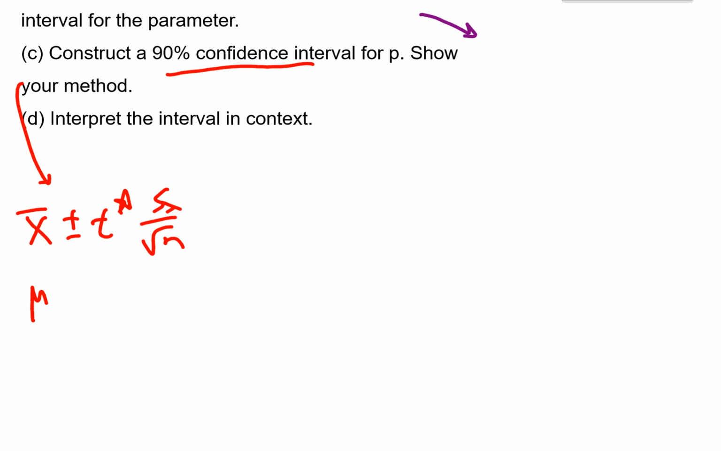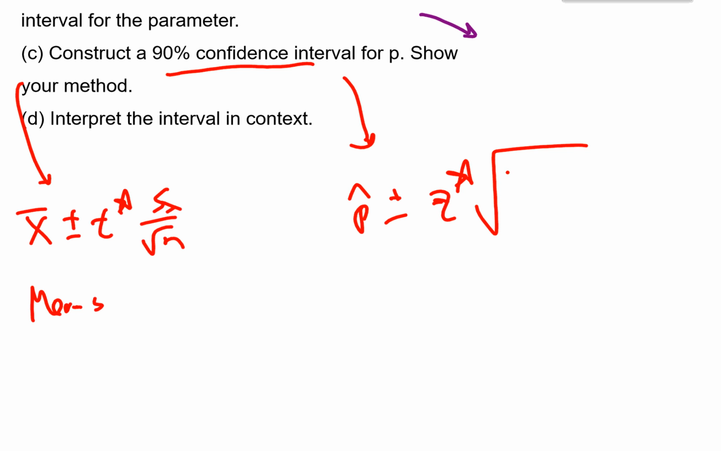So that's what you do when you're looking for means. In the case of proportions, you have p hat plus or minus z star times our standard deviation formula, which is different in the case of a proportion problem. So it looks like that.